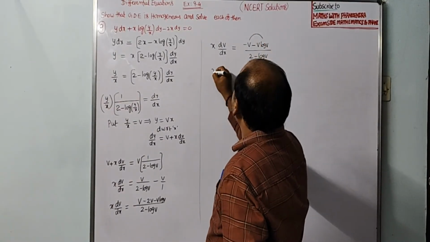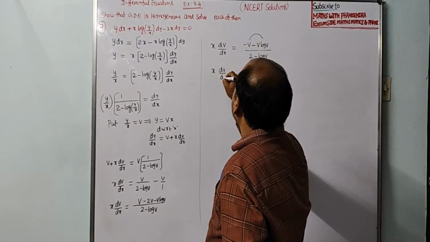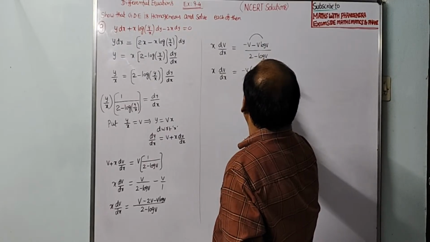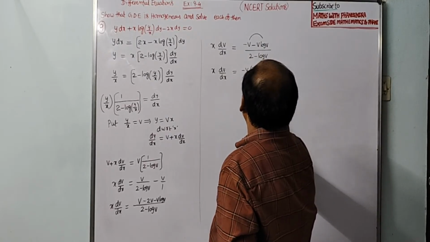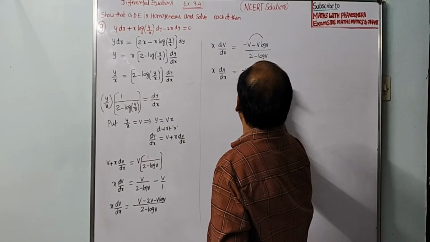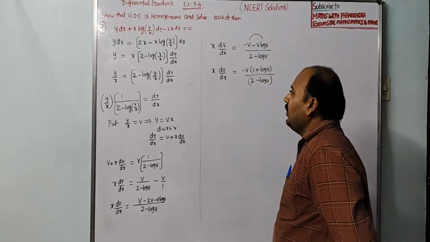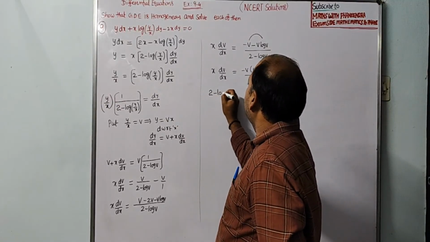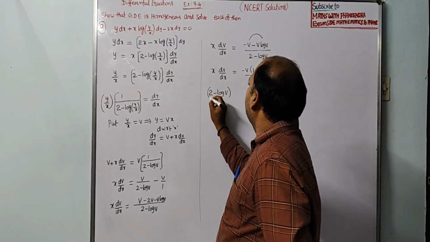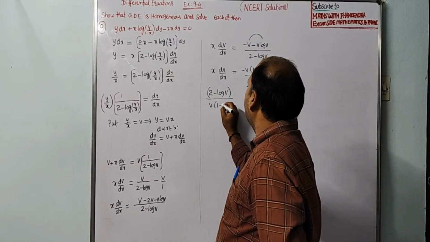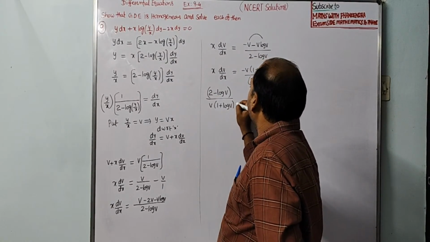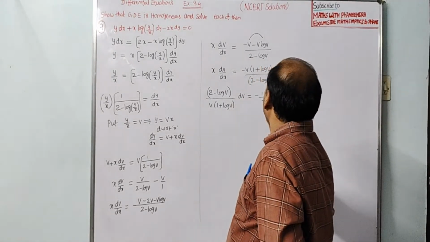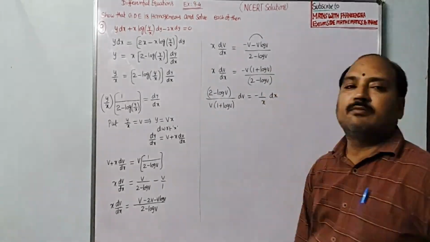We take common and write it. x dv by dx equals minus v times (1 plus log v) divided by (2 minus log v). Now separate the variables v and x: (2 minus log v) divided by v into (1 plus log v) into dv is equal to minus 1 by x into dx.